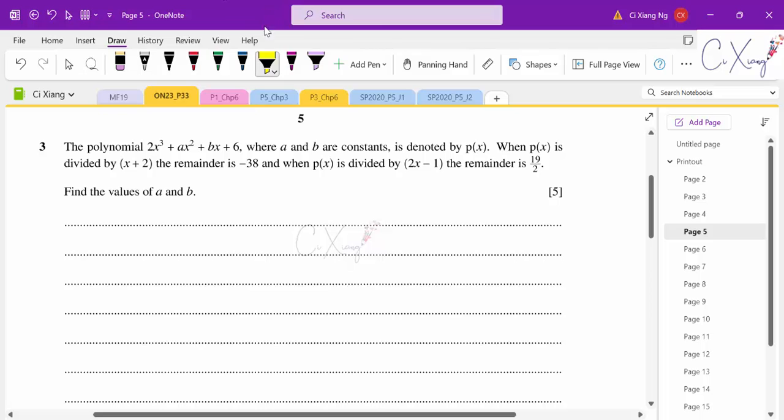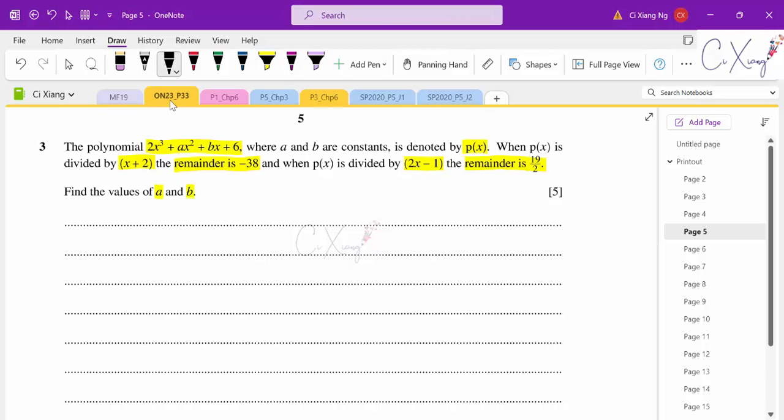We are now at question number 3. We are given a polynomial, denoted by P(x). When P(x) is divided by x + 2, you get the remainder -38. When it is divided by 2x - 1, then the remainder is 19/2. By using these two pieces of information, they want us to find the values of a and b. For this question, they give us the divisor, and at the same time they also give us the remainder.